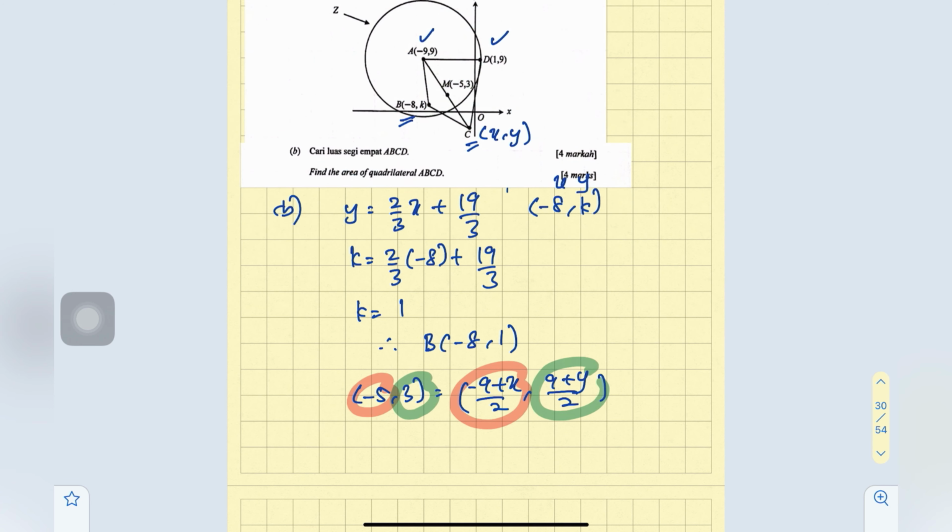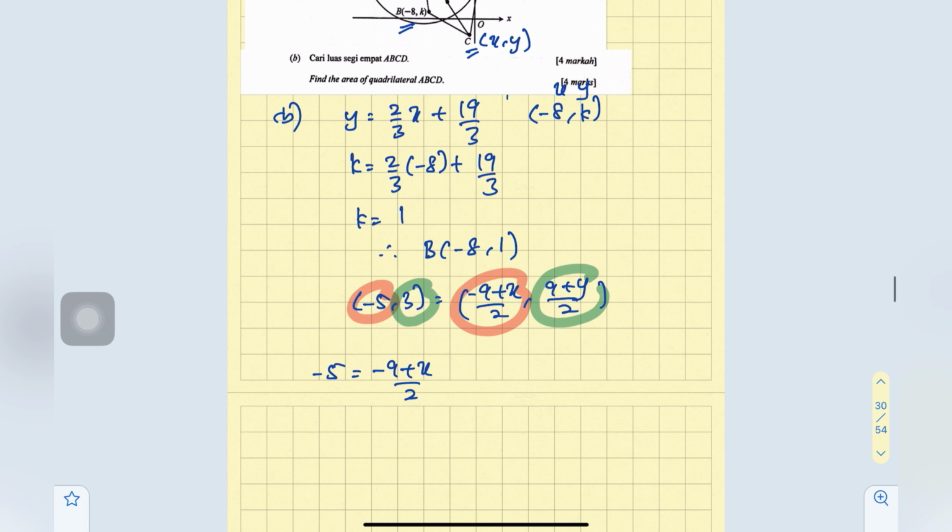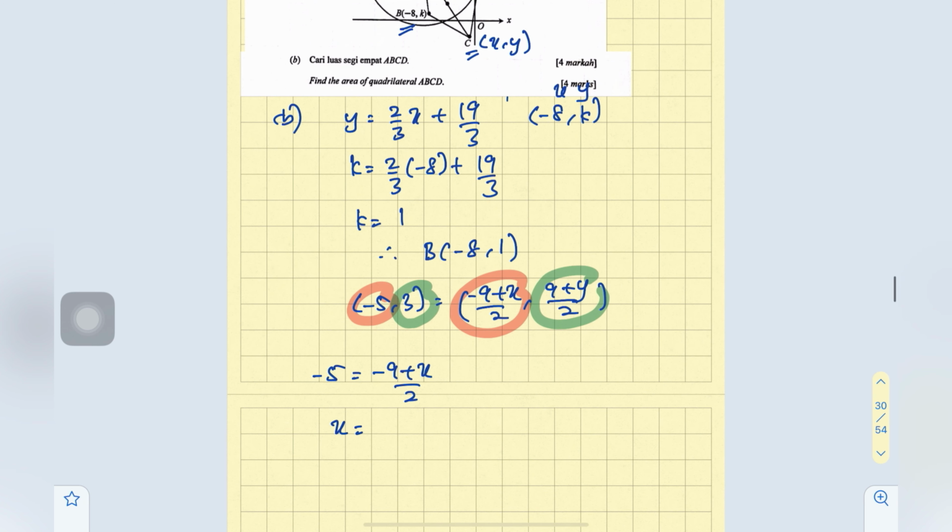Okay, so then kita dapat sini negative 5 equals negative 9 plus x over 2. So berapa ni, kita dapat x: negative 5 times 2 negative 10, plus 9, so negative 1. Okay, compare yang hijau pula, koordinat y. So 3 equals 9 plus y over 2. 3 times 2, 6. So 6 minus 9, so y sama dengan negative 3. Okay, so dah dapat. Point C is (negative 1, negative 3). Okay, so kita bolehlah cari area. Sekarang kita dah complete semua point.